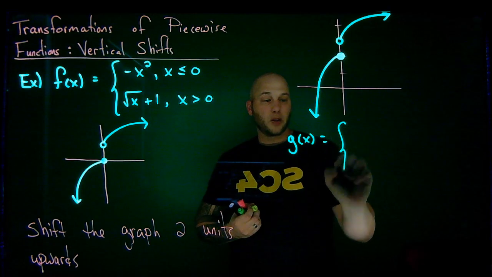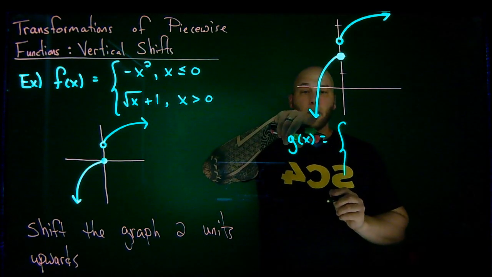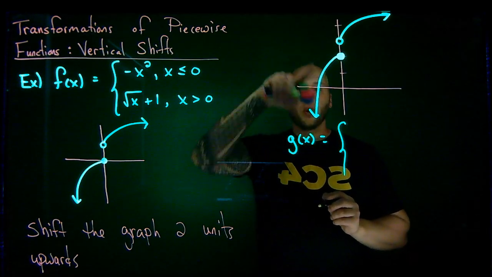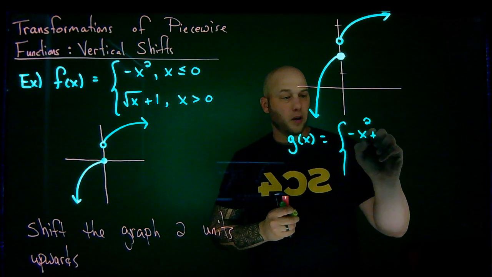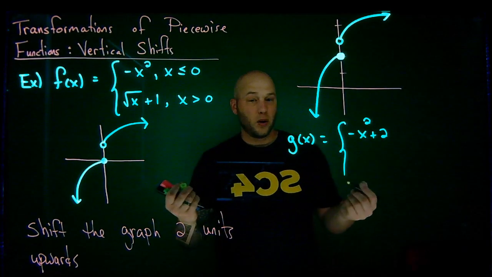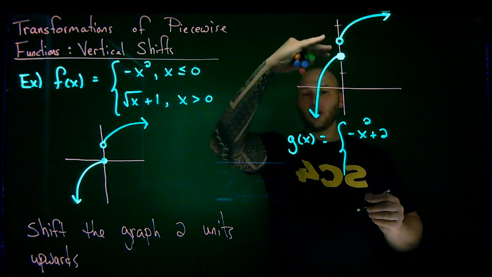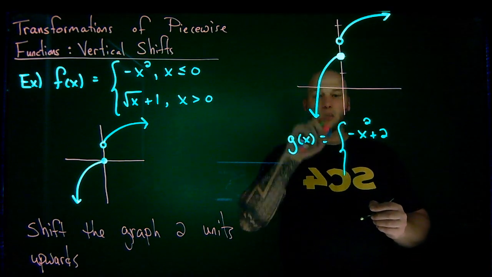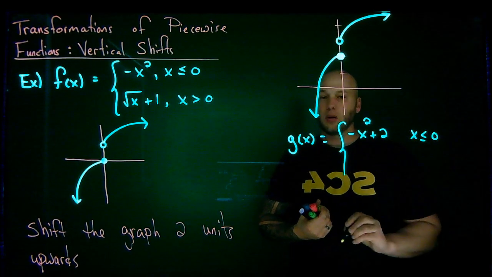And what would the function expressions be for that? This is the parabola negative x squared, but then shifted upwards 2 units. That means it'd be negative x squared plus 2. And when do I use that function expression? Well, notice that the transformation was vertical, so the inputs are not going to change. I'm still going to use that function expression when x is less than or equal to 0.